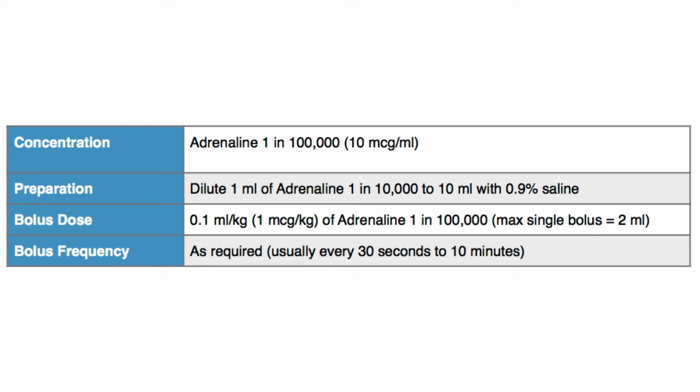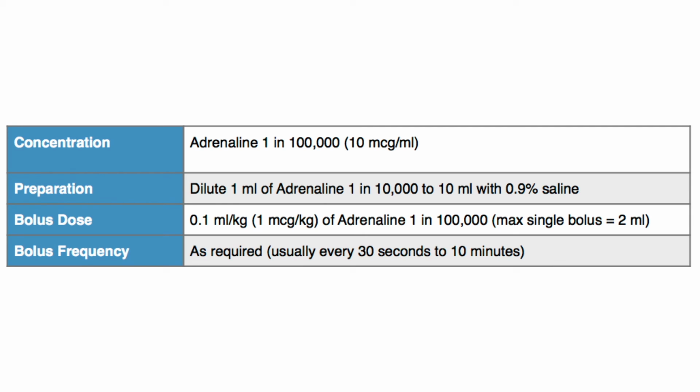Well, it's really simple. It's 1/10 the strength of the dose of adrenaline you use in a cardiac arrest. So it's adrenaline 1 in 100,000, whereas in a cardiac arrest you use 1 in 10,000. So there's 10 micrograms per mil in adrenaline 1 in 100,000. To make it up, you take 1 mil off the adrenaline 1 in 10,000 that you would be using in a cardiac arrest, add 9 mils of saline to it, so you've now got 10 mils containing adrenaline 1 in 100,000, or 10 mics per mil.